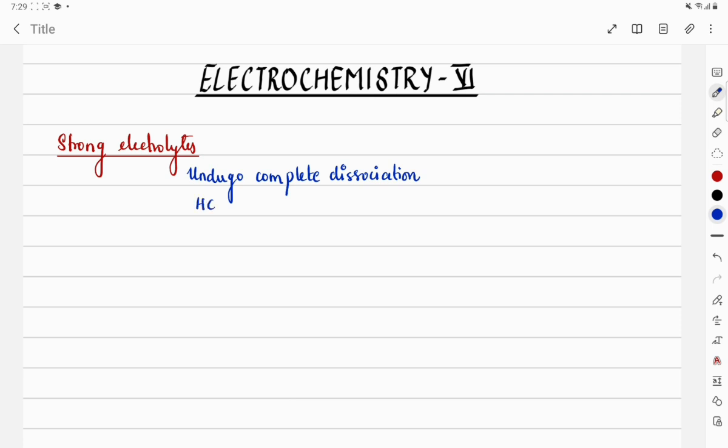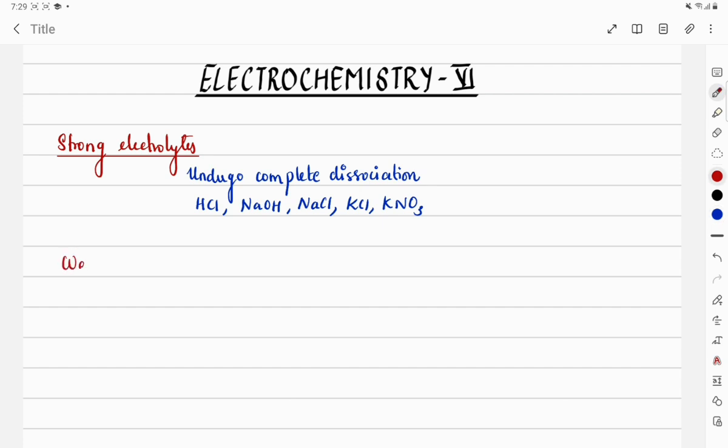So the examples can be HCl, a strong acid, NaOH, a strong base, and the salt formed by both of these, that will be NaCl, and other salts formed by strong acid and strong base, for example KCl, KNO3, etc. All of these will completely dissociate into their ions once they are in solution.